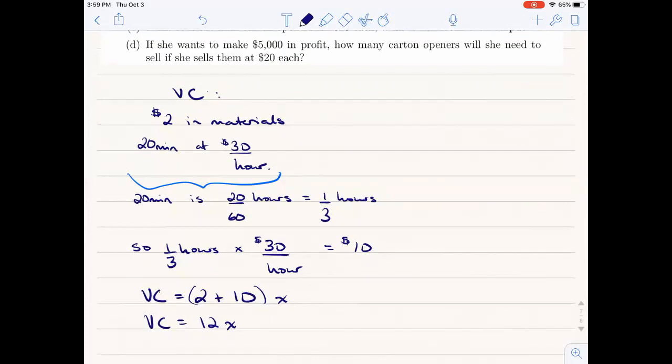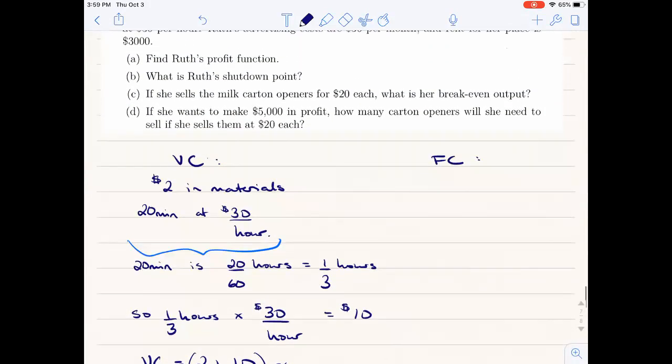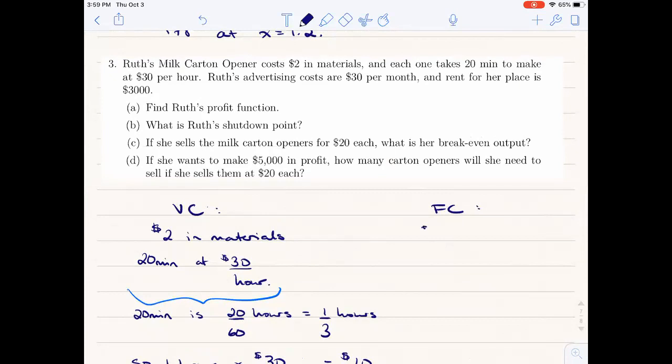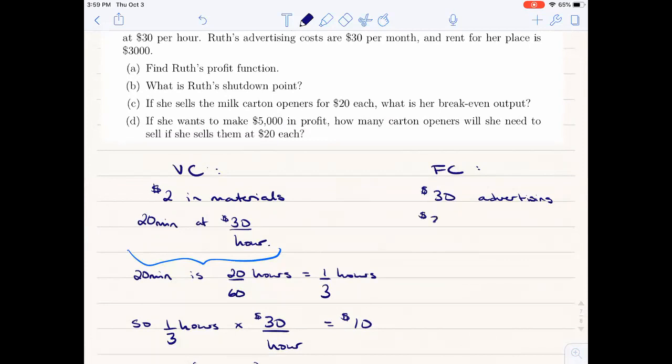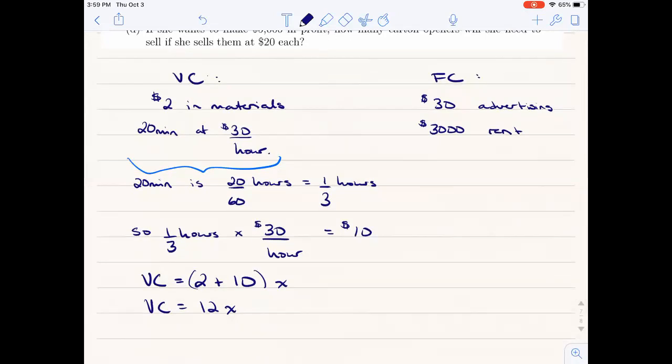If I go back up here, the fixed cost is much easier to find, right? Because it's going to be $30 per month in advertising and $3,000 for rent. So the fixed cost is just going to be 30 plus 3,000.